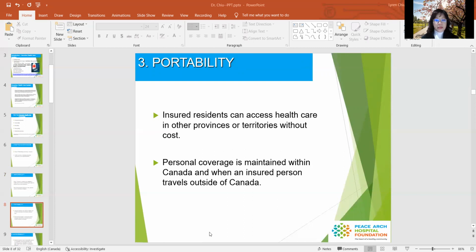Portability. That means the provincial and territorial plans must cover all insured persons when they move to another province or territory within Canada, or when they travel abroad. The provinces and territories have some limits on coverage for services provided outside Canada and may require prior approval for non-emergency services delivered outside their jurisdictions.